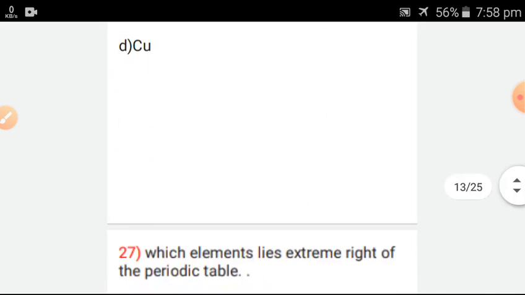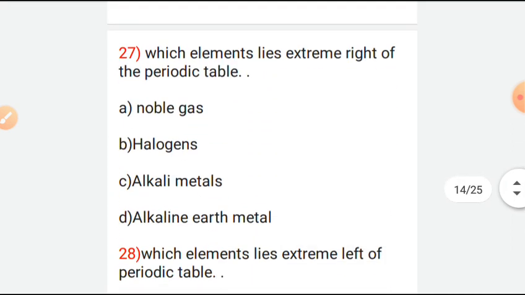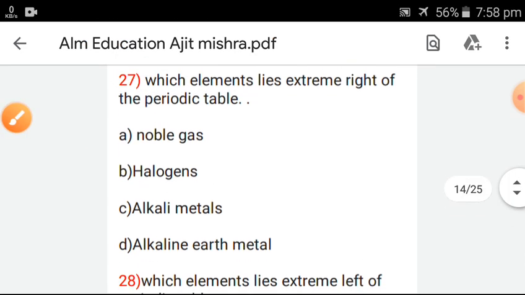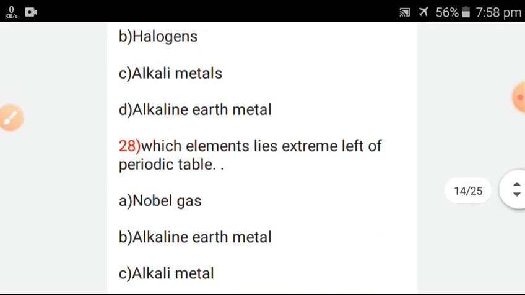Next question, which element lies at the extreme right of the periodic table? Option A, noble gas, B, halogen, C, alkali metal, option D, alkaline earth metal. Which element lies in the extreme right? Choose the correct answer. In the extreme right of the periodic table, noble gases lie. So the answer will be A, noble gas. Noble gases lie in group 18, so they lie in the extreme right of the periodic table.